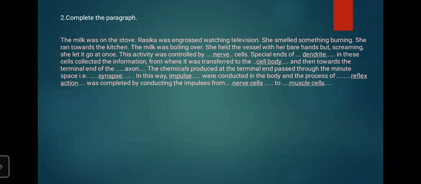The milk was on the stove. Rasika was engrossed watching television. She smelled something burning. She ran towards the kitchen. The milk was boiling over. She held the vessel with her bare hand, but screamed. She let it go at once. This activity was controlled by nerve cells.